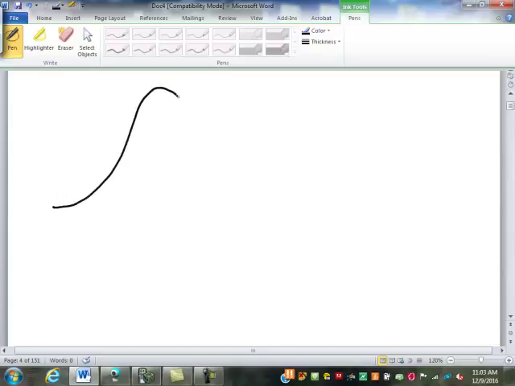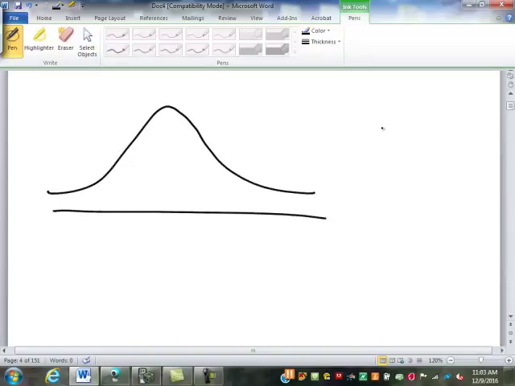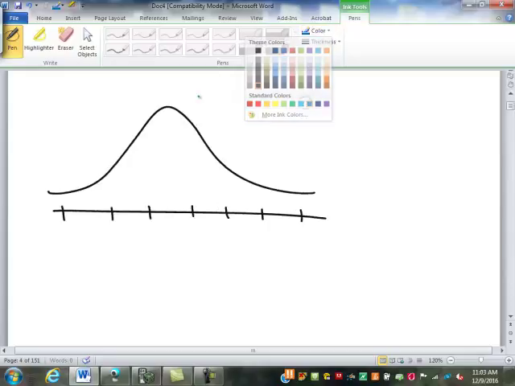So looking at this bell curve again, let me try that again. That looks ugly. That's not a whole lot better, but let's go with it. Looking at this bell curve, there are a couple of things we can describe about it. Remember, we're looking at this number line down below it here. We can describe the center of that bell curve.